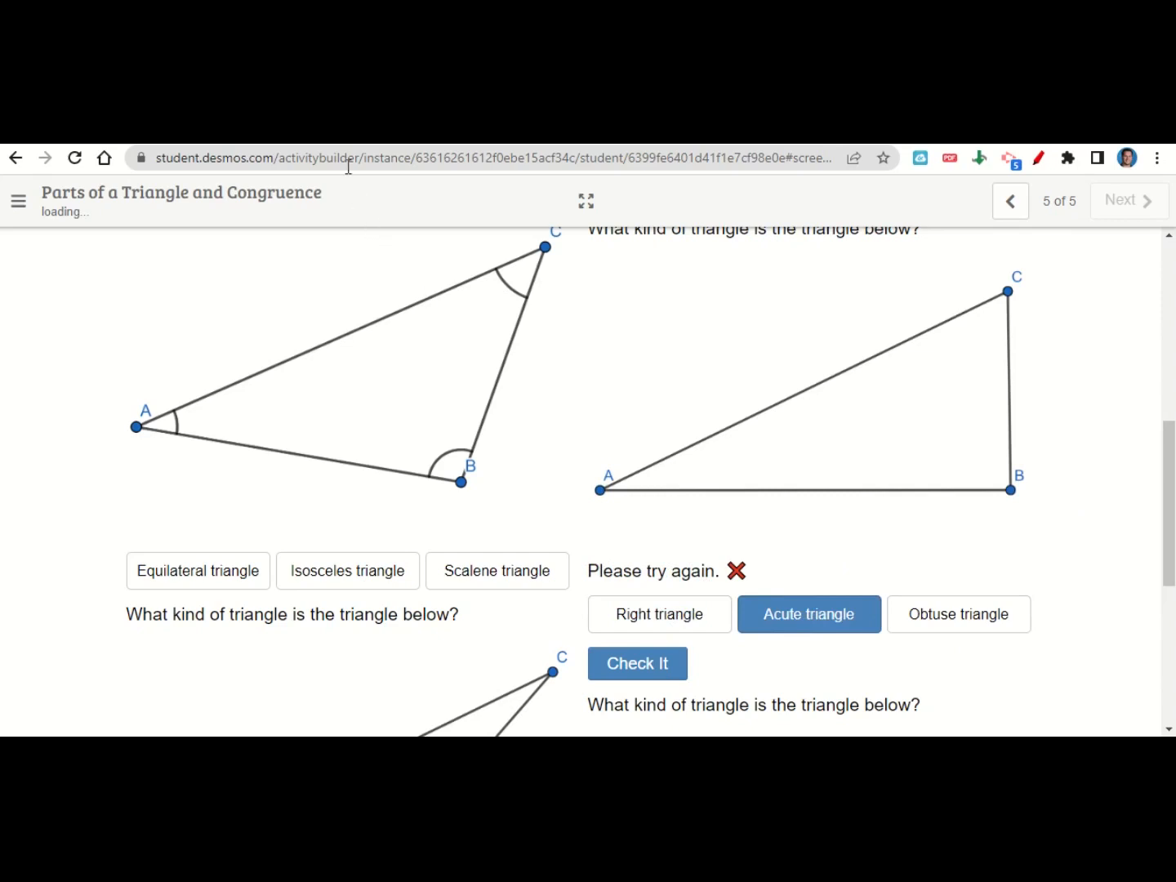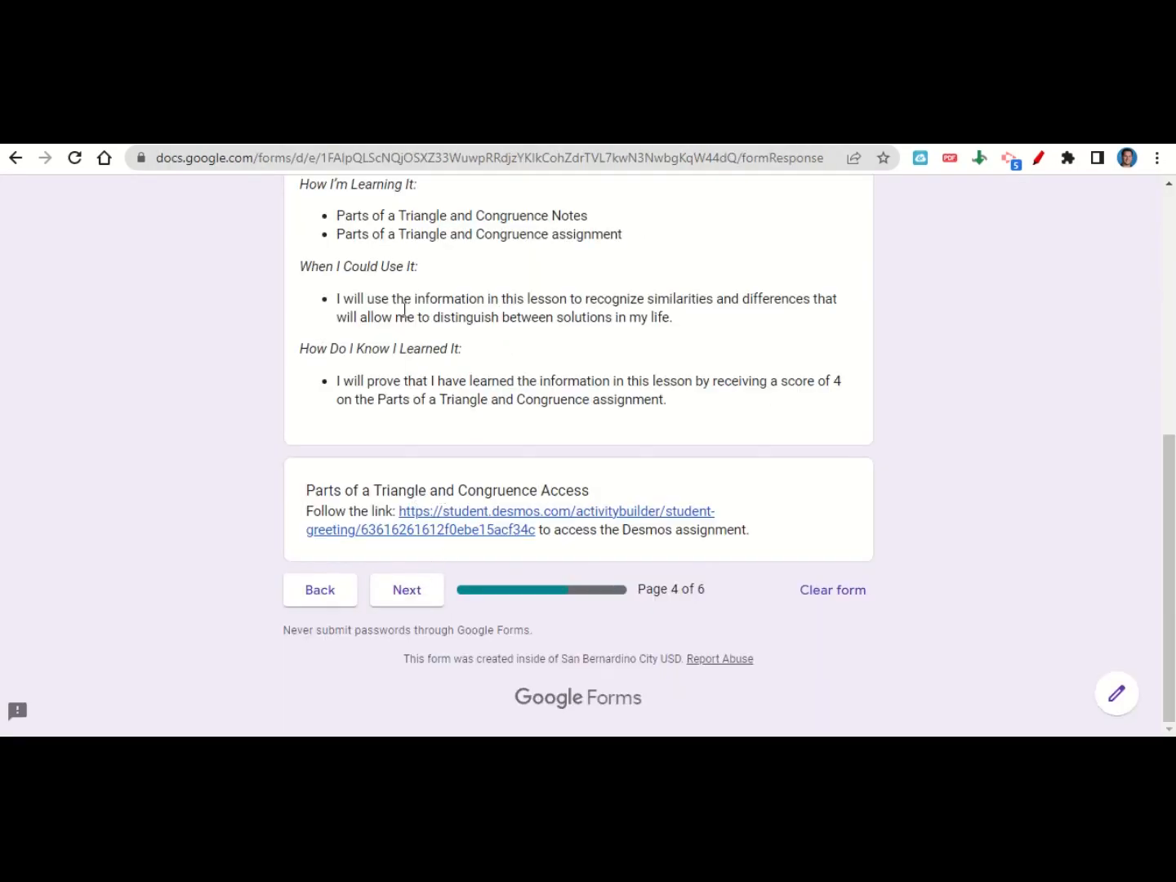And then when you're done with this activity, you'll go back to your Google form and click Next. This will take you to your before you go. Go ahead and fill out your before you go and then submit your work on Google Classroom.